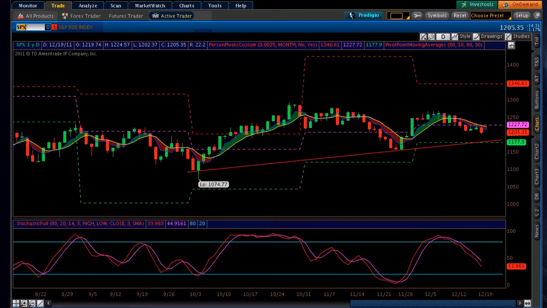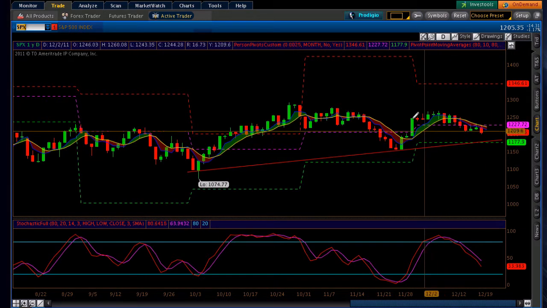I'm going to do the daily wrap-up, and what I'm looking at is the SPX, the S&P 500 index. I'm looking at a one-year daily. Right now I'm just going to go over the monthly pivots that we are currently in for December.